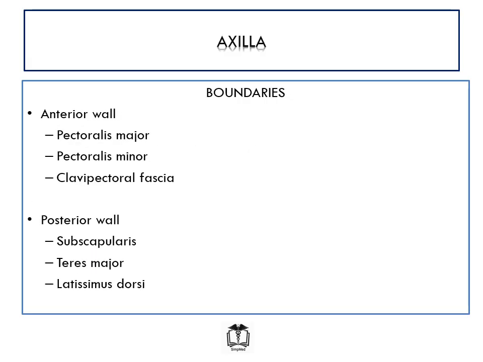The anterior and posterior boundaries of the axilla are formed by a number of structures. The anterior boundary of the axilla is formed by two major muscles and then a fascia covering them. This includes the pectoralis major and pectoralis minor muscles, with the clavipectoral fascia surrounding them. The posterior boundary of the axilla is formed by the muscles subscapularis, teres major, and the latissimus dorsi muscle. I'll show you pictures of each of these boundaries when we get to the slide later on in this model.